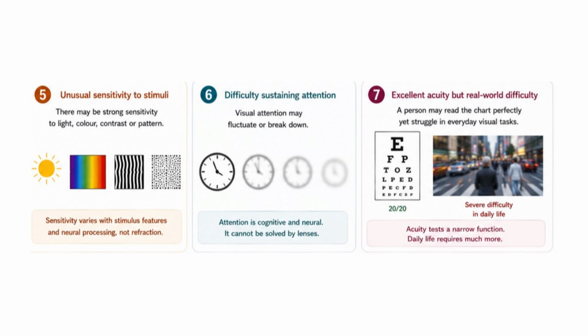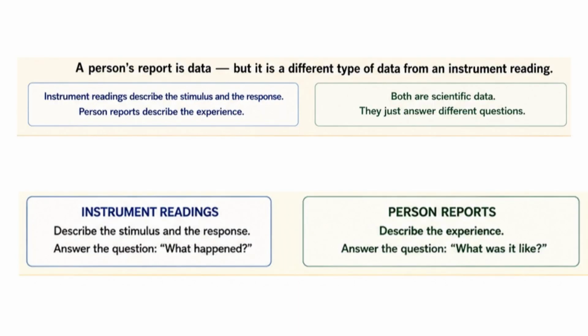This becomes even more difficult with phenomena such as unusual visual associations, synesthetic experiences, spatial distortions or altered perception. These experiences are not therefore unscientific. But the evidence is necessarily more indirect. A person's report is data, but it is a different type of data from an instrument reading.